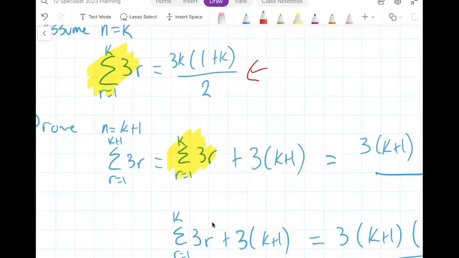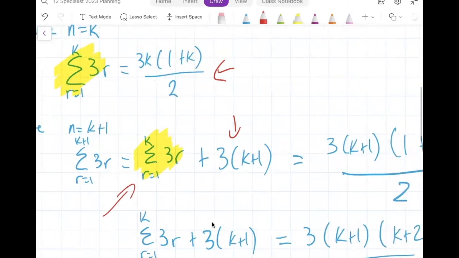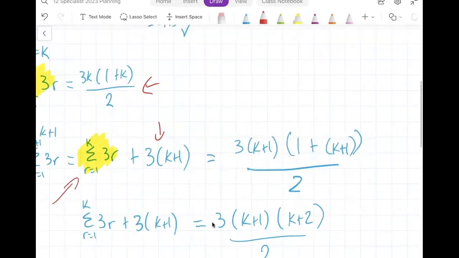For the n equals k plus 1 step, I have everything up to k, which is this part here, plus, if I have k plus 1, I'm simply substituting k plus 1 in place of r. I get 3(k+1) over here. That equals my right-hand side, which again, if I substitute k plus 1 in, I get 3 multiplied by (k+1), brackets 1 plus k plus 1. That simplifies to give this line.